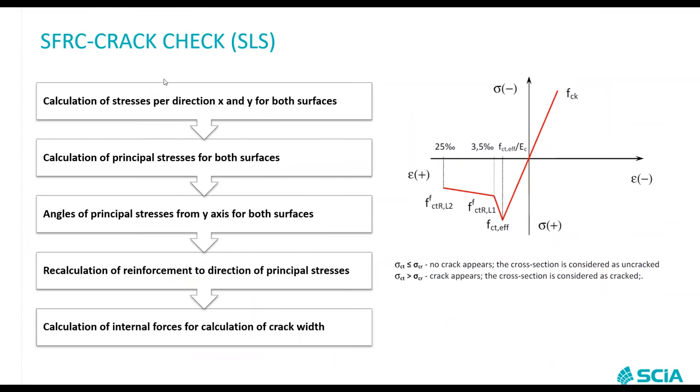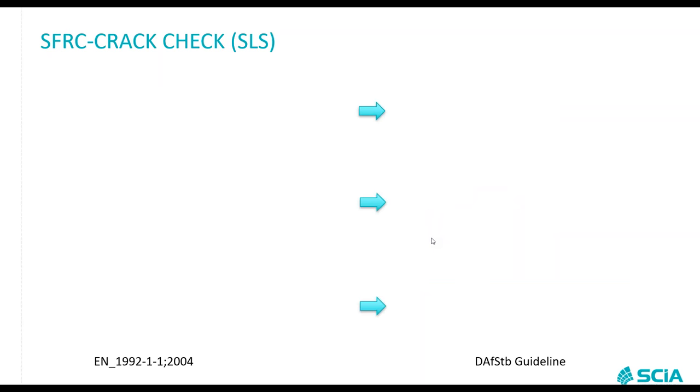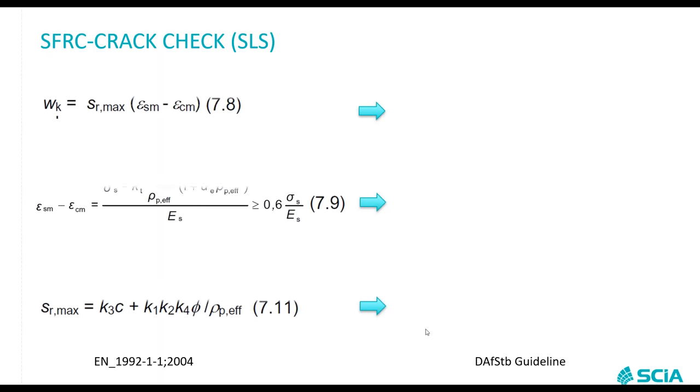Next check I would like to mention is the cracks calculation. Again, the procedure of the cracks calculation is quite similar to the traditional concrete. We calculate the cracking stress and compare it with the stresses inside the concrete, and we're using this diagram. Basically, the principle is exactly the same: calculation of the stress, calculation of the principal stress, then we calculate the angle, etc. But I still want to see the differences between the traditional concrete and the steel fiber concrete.